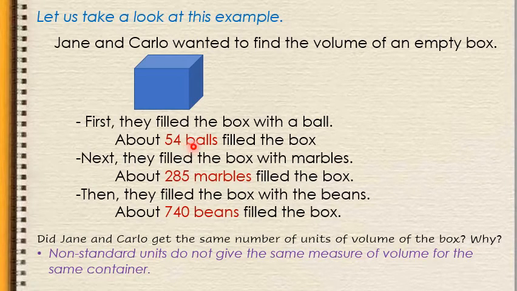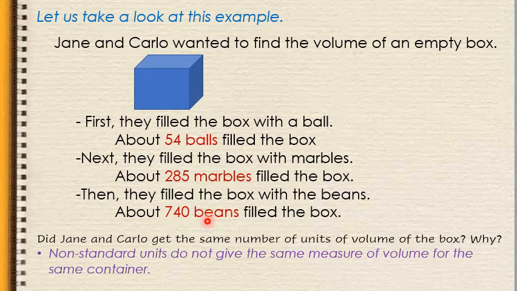Nung una, nung bola ang ginamit nila, 54 ang nagkasya. However, when they filled it with marbles, naging 285 marbles na ang kumasya dun sa box. This is because the marbles are smaller than the balls which they filled inside the box. And the third non-standard unit which they used to fill the box is the beans. Di ba yung beans, maliliit lang siya kumpara sa bola at saka sa marbles. So, ibig sabihin, mas marami ang kumasya sa loob ng box, which when they counted are 740 beans.